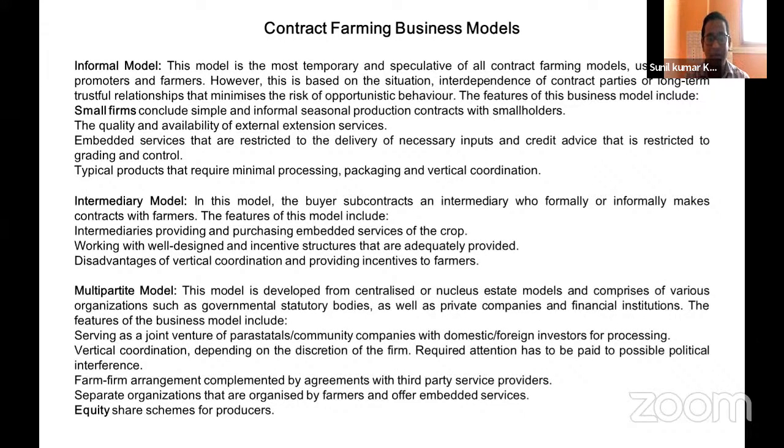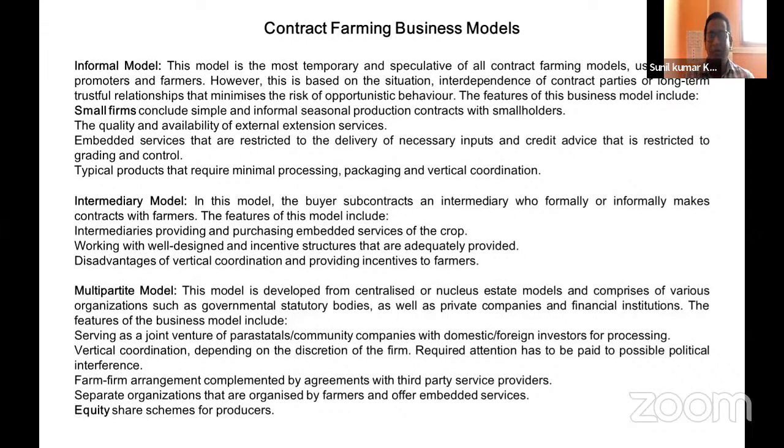Then there comes the multi-party model. This model is developed from the centralized and nucleus estate model and comprises various organizations such as government, statutory bodies, private companies, and financial institutions. It can serve as a joint venture of a community and the parastatal. The parastatal will be the domestic or foreign investors for processing and vertical coordination, depending on discussion with that particular firm, and the firm agreement is complemented by agreements with third party service providers.